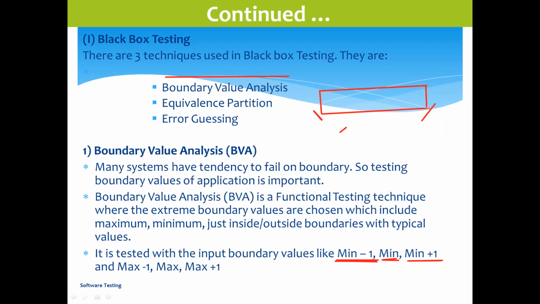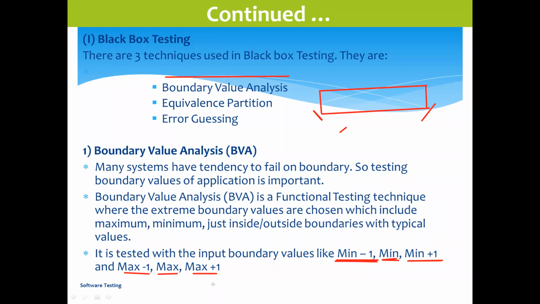Now come to the right side. The maximum limit of the length it can take is 40, so 40 is the boundary point. There are also three things to check: exactly 40 length of username, 40 minus 1 which is 39, and 40 plus 1 which is 41. So 39, 40, and 41: three lengths we have to verify in this text box.